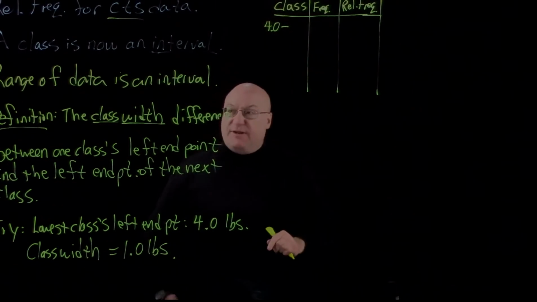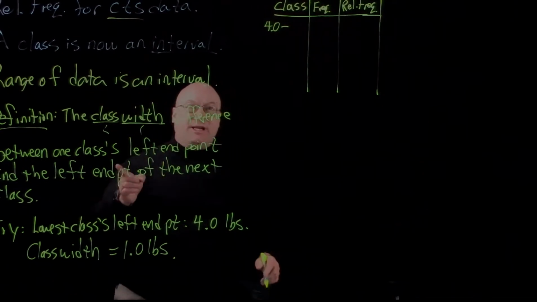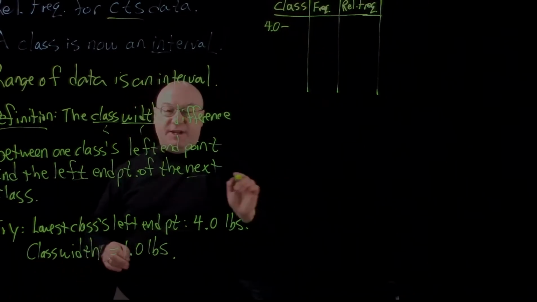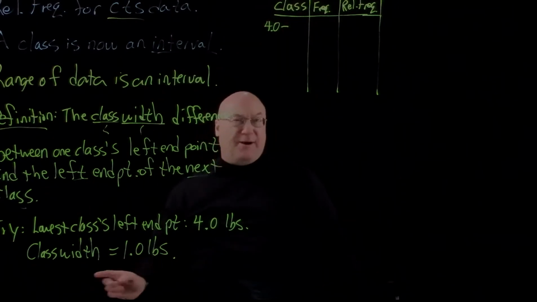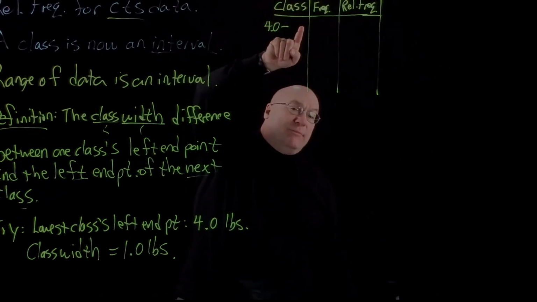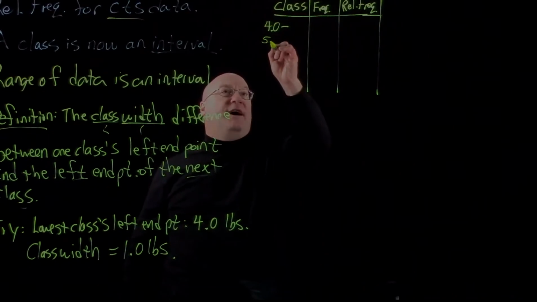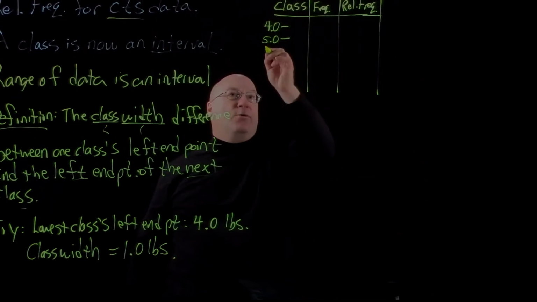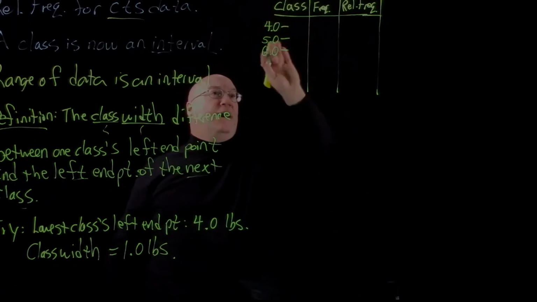This is where we have to understand very carefully what we mean by class width. It's the difference between one class's left endpoint and the left endpoint of the next class. In other words, since the class width is 1 pound, I go not from 4.0 up to the right endpoint here being 5.0, but instead the next left endpoint will be 5.0 up to something. The next left endpoint will be 6.0 up to something. And let me just stop and figure out what that something is.